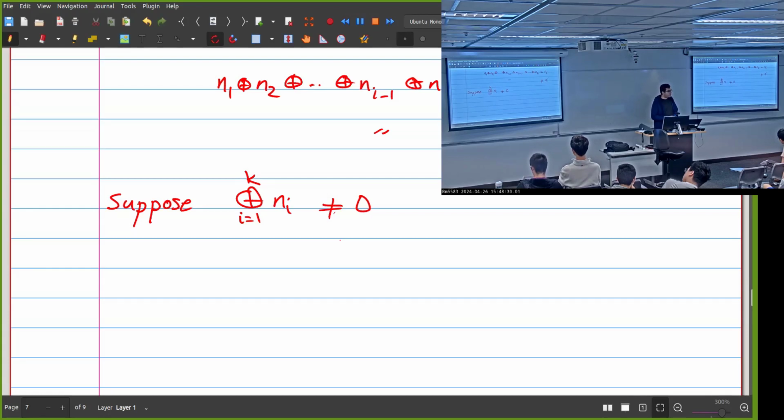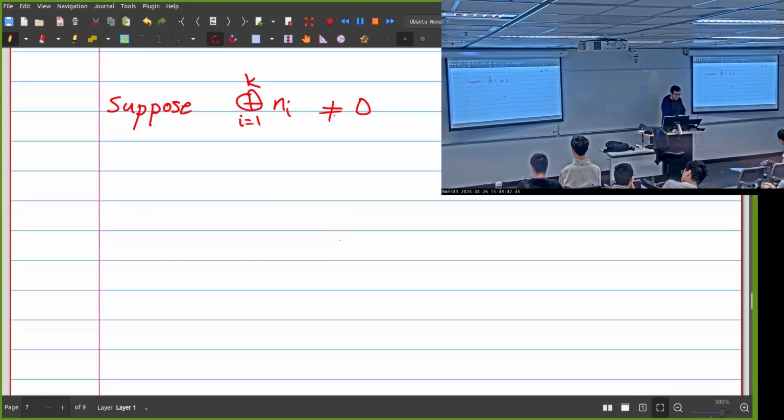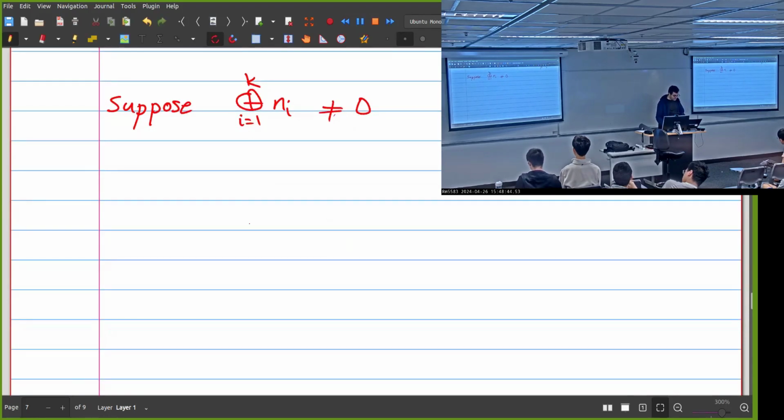So you have a bunch of numbers, and their XOR is not 0. You want to reduce only one of them to make the XOR 0. Let's just write these numbers in binary and see what happens.